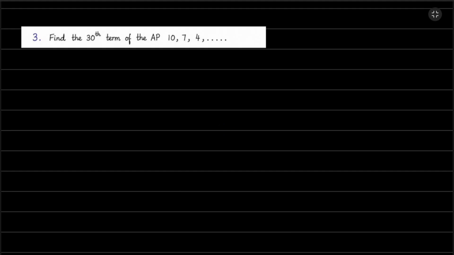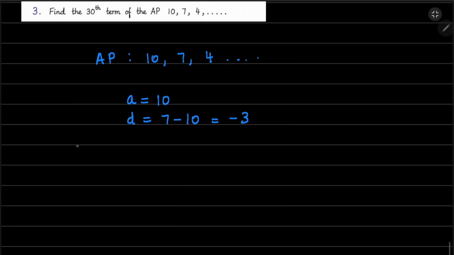So you know from the given AP, what is the first term? It is 10. So let's write that. So the given AP is 10, 7, 4, and so on. So your first term A is nothing but 10. What is the common difference? The second term minus the first term, which is -3. Therefore, your nth term formula, let's write the formula. A plus n minus 1 into D.